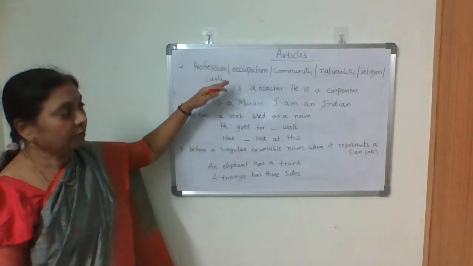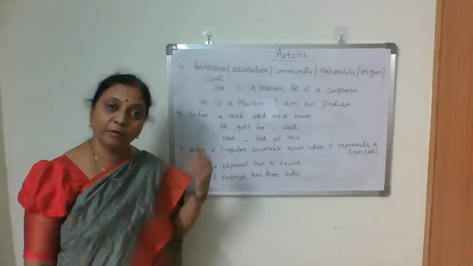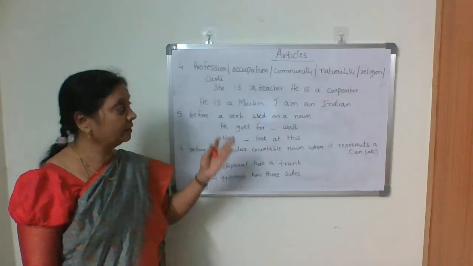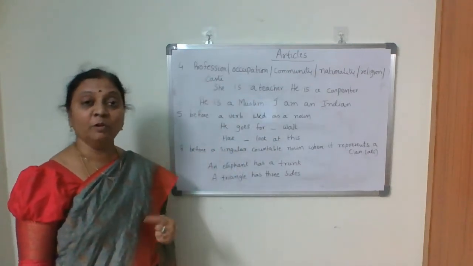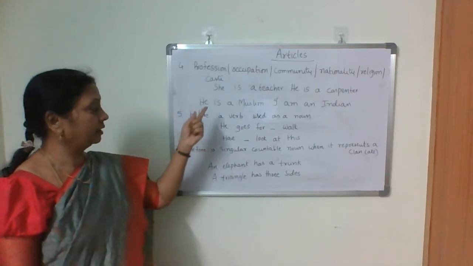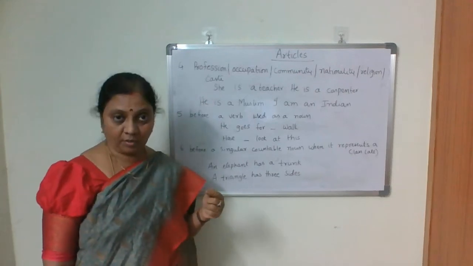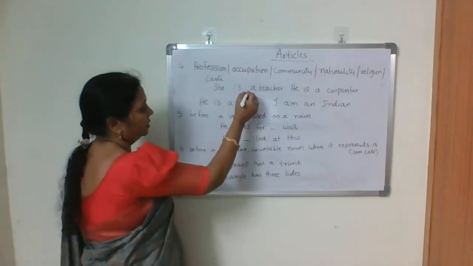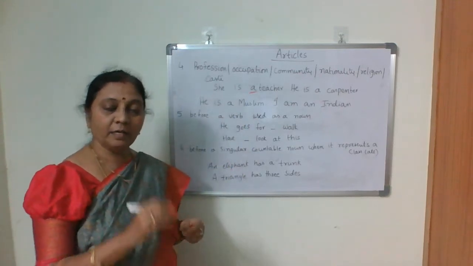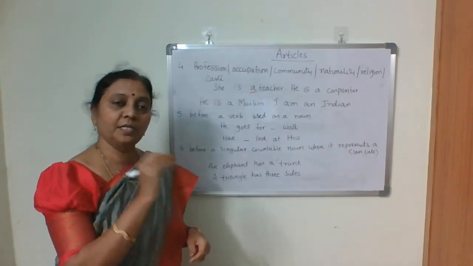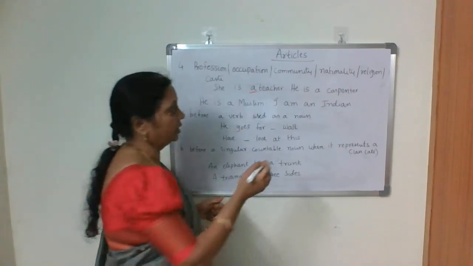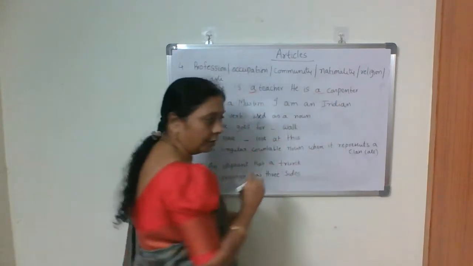When we talk about profession or occupation, or a particular community, nationality, religion or caste, at that time also we use a or an, isn't it? She is a teacher. Teacher is a profession, so before that, a teacher. What is she? She is a teacher. He is a carpenter. That is an occupation. A carpenter.